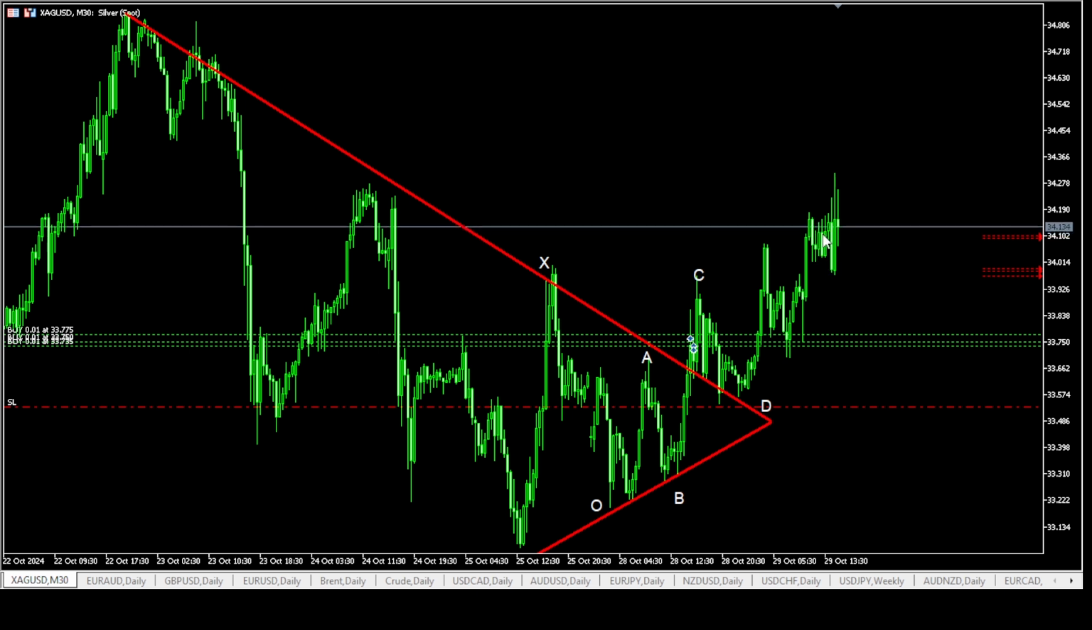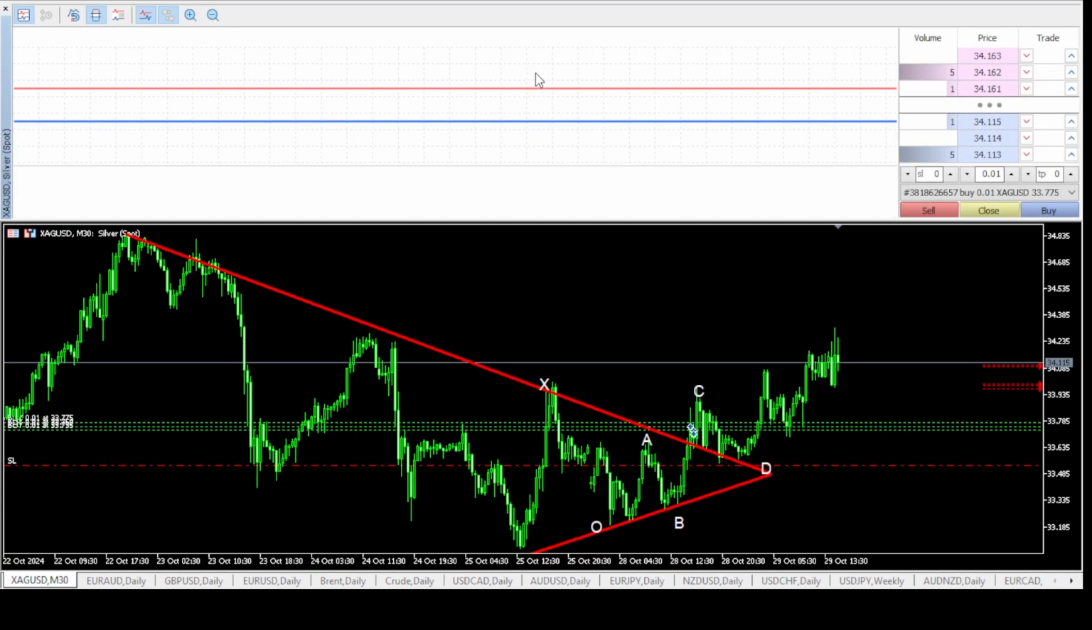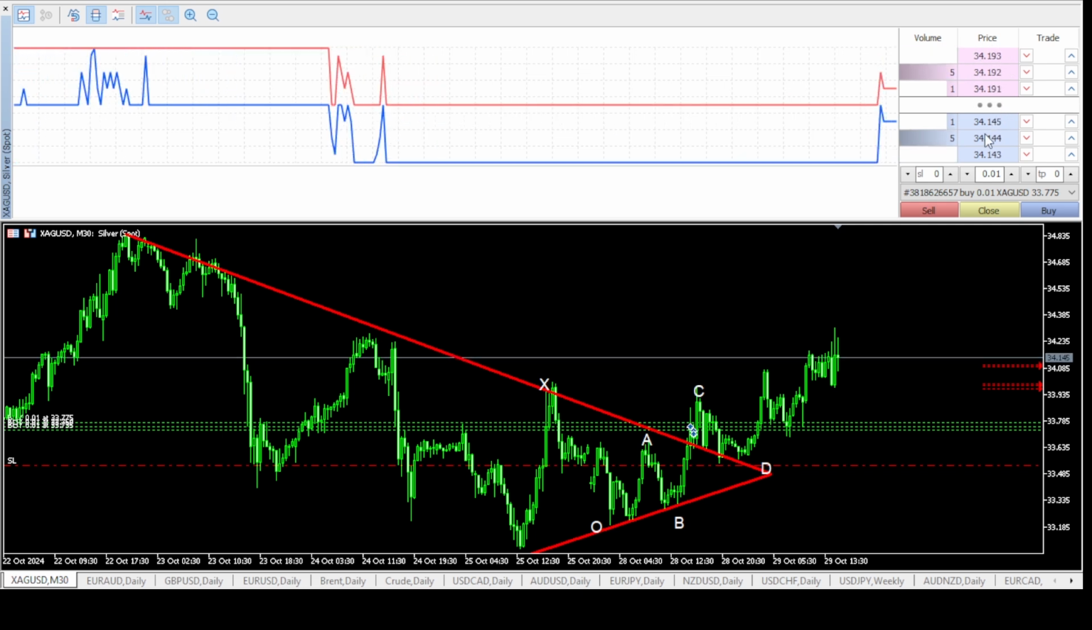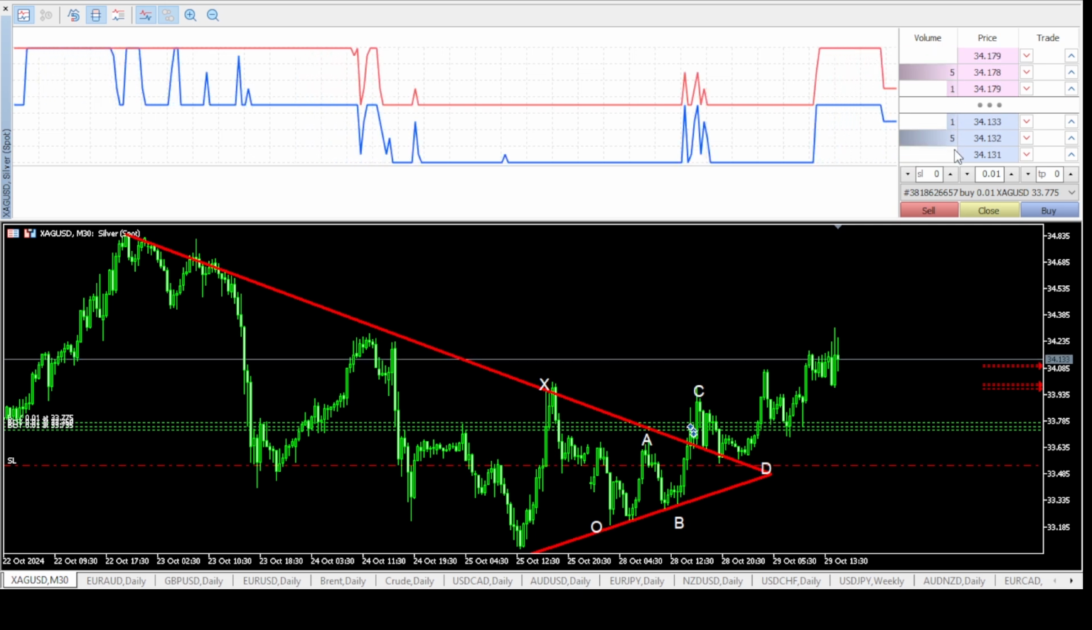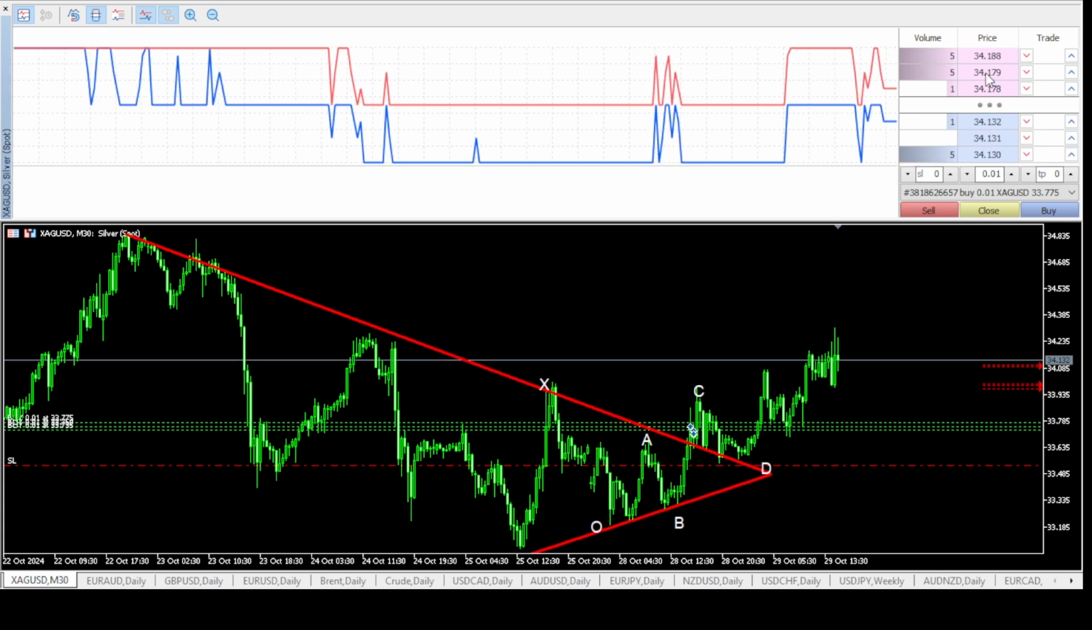You can see there is so much battle going on here between the bears and the bulls. It's as if everything is at equal level. Let me go to depth of the market so that I can show you. All right, so you can see they are quite even. The orders at this point are almost equal to the orders at this point. See, the volume is 5 here, 1 here, the same thing, 5 here, 1 here. So that is why no one seems to be winning.